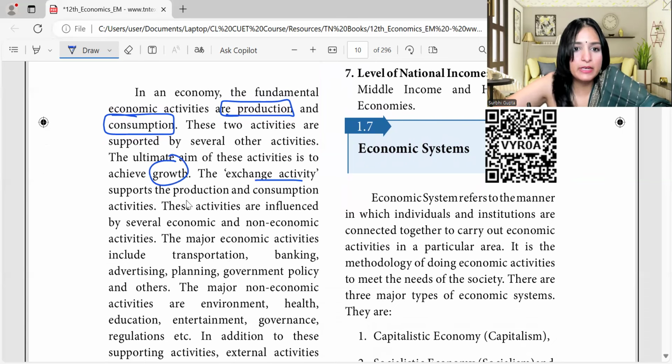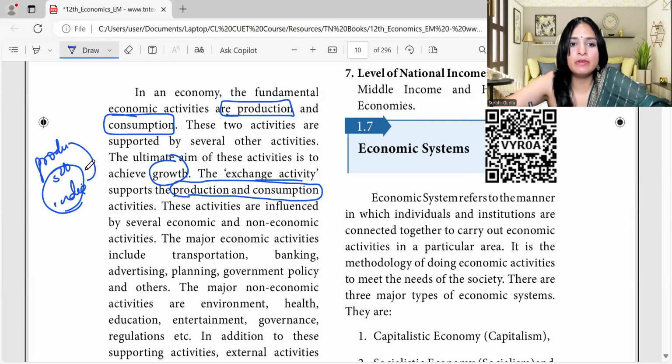The exchange activity supports production and consumption, because if I am producing t-shirts only for 500 people in India, that will lead to production and consumption will happen.